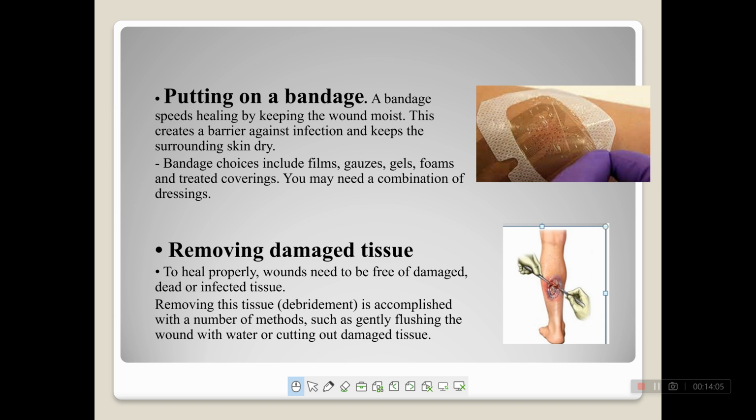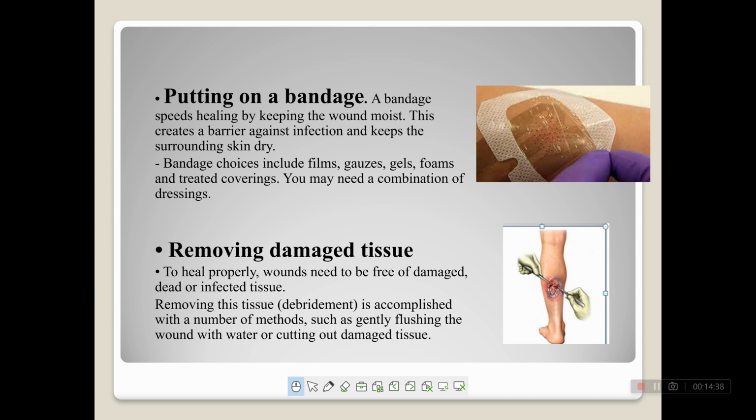Next, putting on a bandage. A bandage speeds healing by keeping the wound moist, and it also acts as a barrier against infection and keeps the skin dry. The bandage choices include films, gauze, gel, foams and treated coverings. You may need a combination of dressings also. And the last treatment step is removing damaged tissues.